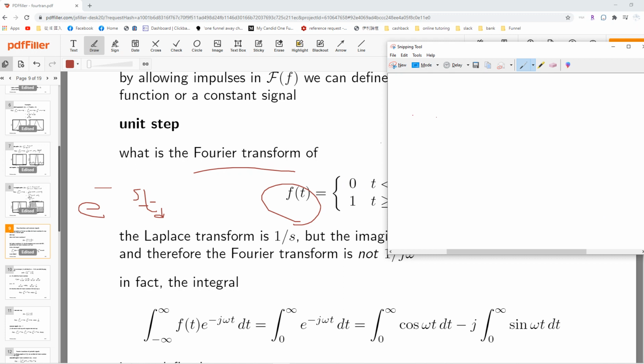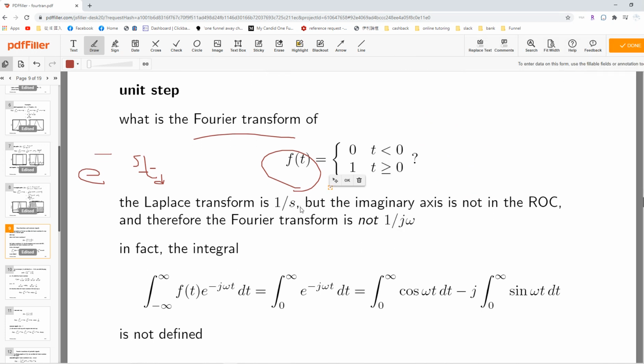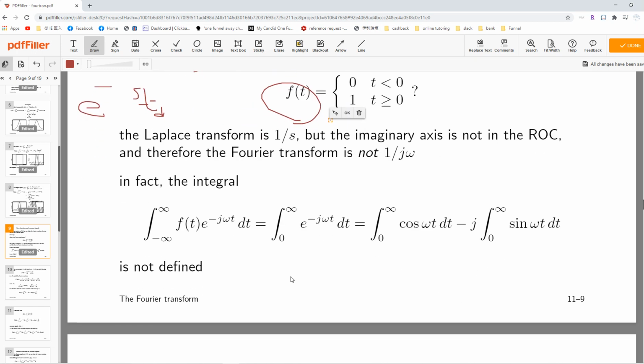You just do the Laplace transformation, from 0 to infinity, of 1. You just do this, and it is very easy: 1 over s. But now if you try to replace s with j omega and directly compute, you get an integral that is not defined.